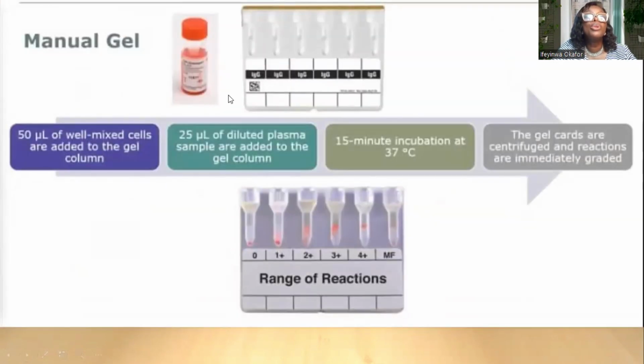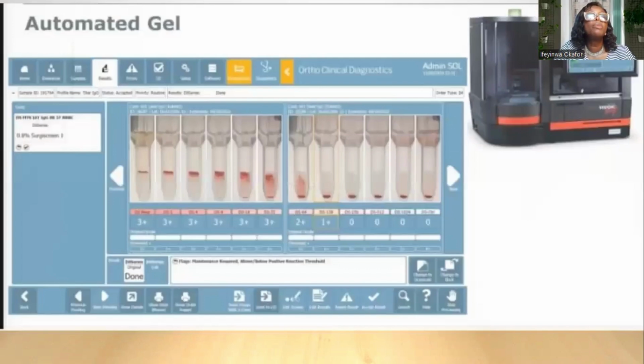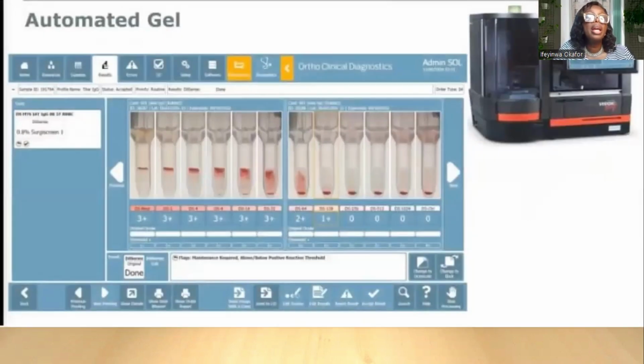Another method you can use to do your titration is the manual gel method. Here you have your range of reactions. 50 microliter of well-mixed cells are added to the gel column. 25 microliter of diluted plasma sample are added to the gel column, and 15 minutes incubation at 37 degrees. The gel cards are centrifuged and reactions are immediately graded. And then you can also have the reaction as seen here, 0, 1 plus, 2 pluses, 3 pluses, 4 pluses, and mixed field. Then we have automated gel titration. Here it is fully automated and the precision is guaranteed. The pipetting is more accurate here.